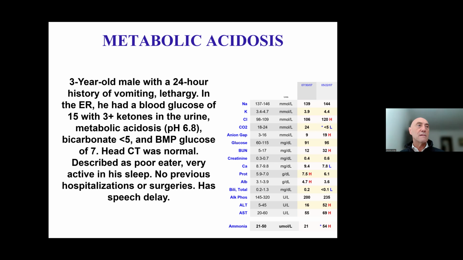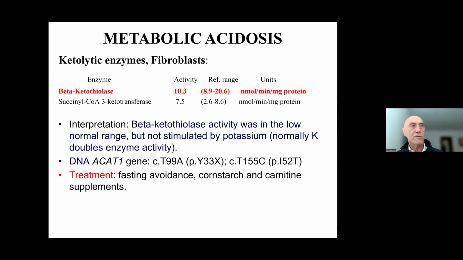Now, this patient had a normal head CT. He was a poor eater, very active in his sleep. He was pretty skinny, and there was no previous hospitalization or surgery. He has a history of speech delay. So we suspected SCOT deficiency at the time. We obtained an enzymatic assay because at the time it was easier to get that than to do DNA testing.